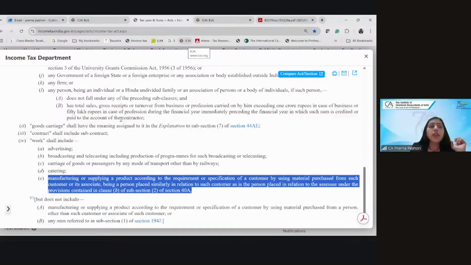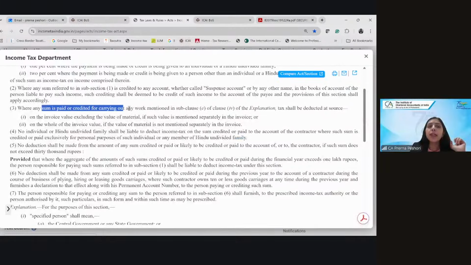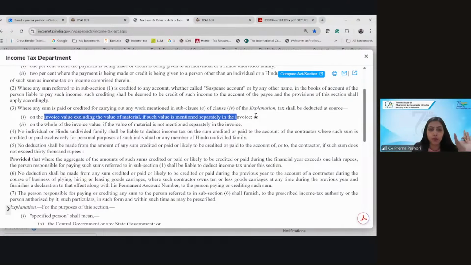So what they are trying to say over here is that where any sum is paid or credited for carrying out any job work, the tax shall be deducted at source on the invoice value, excluding the value of material if the value is mentioned separately in the invoice. Because the material is not service. So on the material portion, you will not deduct TDS. If the value of the material is separately indicated in the invoice, you will only deduct the TDS on the labor charges. However, if the segregation is not available, then you will deduct on the whole of the invoice value. Are we clear with this, students? Yes or no?